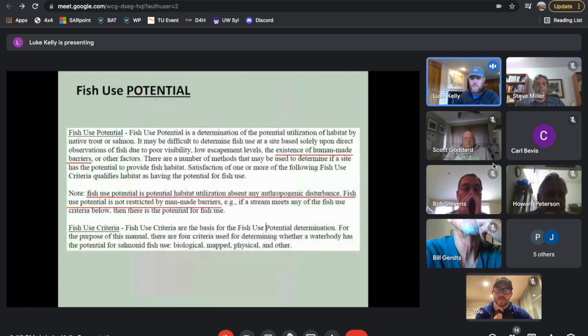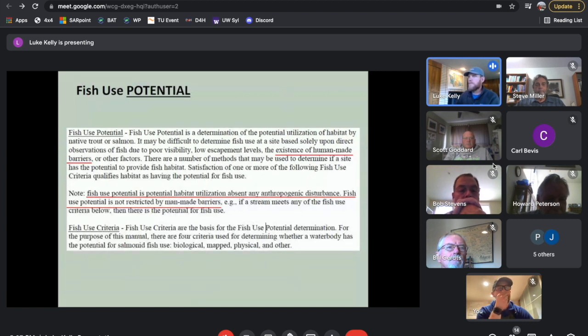So this is actually cut right from Chapter 2 in terms of the definition of fish use potential. I don't need to read this word for word, but you can see what I've highlighted here, and this is talking about fish use potential. It doesn't mean that there has to be fish present. It doesn't really even mean that there's been past documented fish use there. What it is is the potential for fish use if we take out any man-made barriers, or if fish were able to access the stream, is there potential that they could use it, like there's no natural barriers in the way. That second line at the very end says fish use potential is not restricted by man-made barriers. So something to keep in mind.